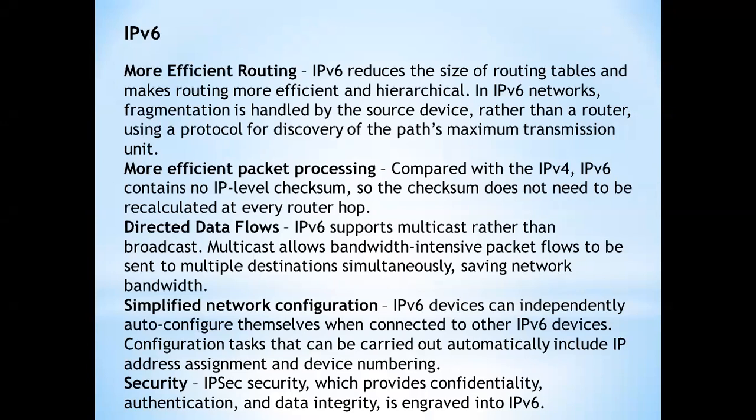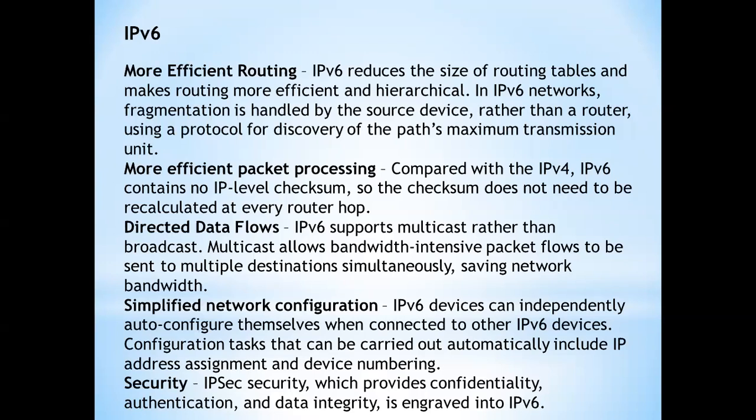First is improved header format. IPv6 uses an improved header format. In its header format, options are separated from the base header. These options are inserted when needed between the base header and upper layer data. The routing process is simplified due to this modification. The speed of the routing process increases, and the routing time is reduced.